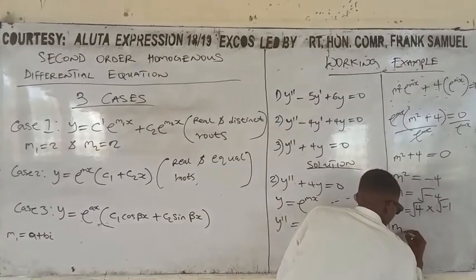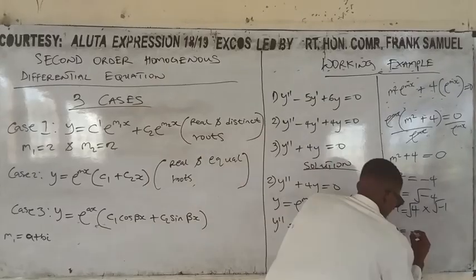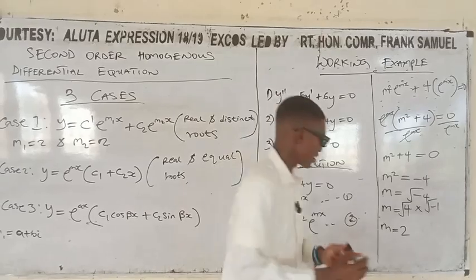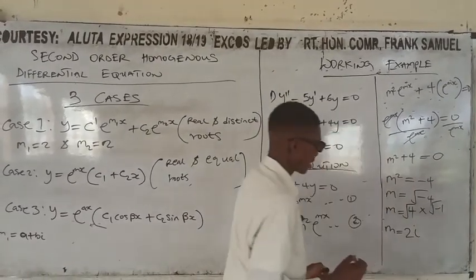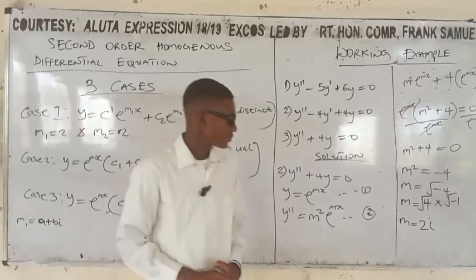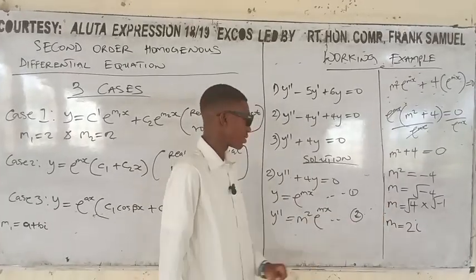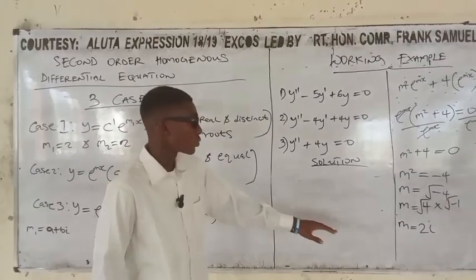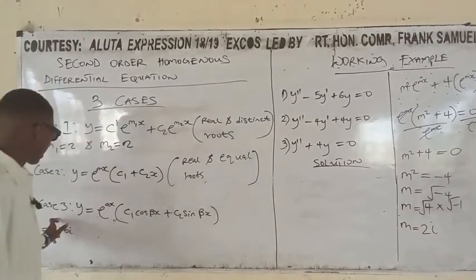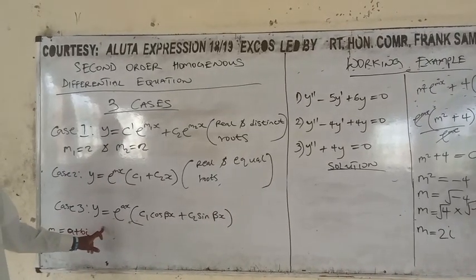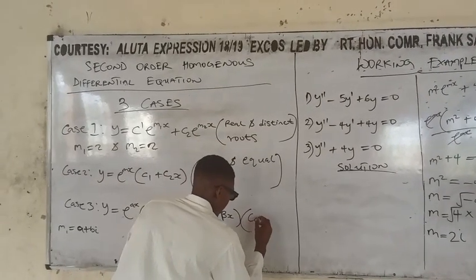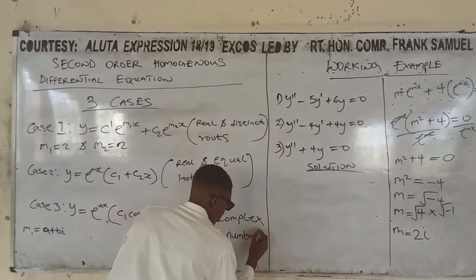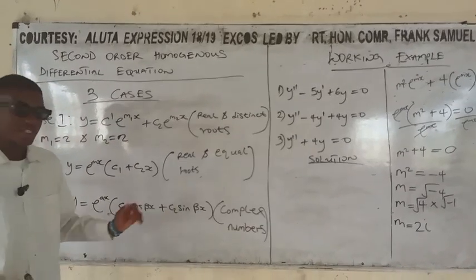So now m equals to square root of 4, which is 2. And square root of minus 1, if you remember your complex number, is i. So therefore our m equals to 2i. Now 2i is obviously a complex number, right? And for what we said earlier, if your root is a complex number, you use what? Case 3. Case 3 is for what? Complex numbers. Let me identify it here. Case 3 is for your complex numbers.